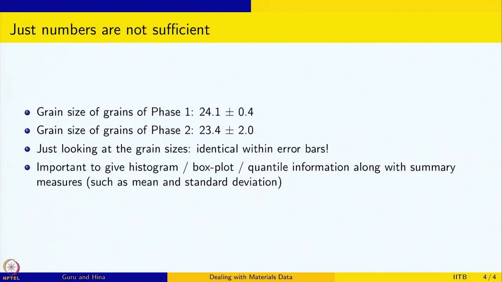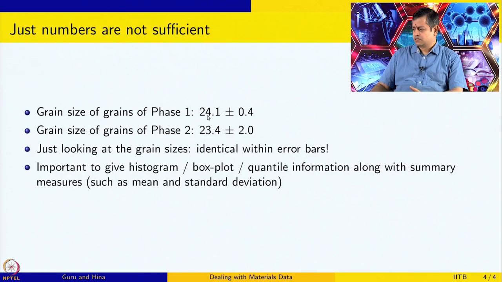One of the things that you have to carry from this session is that if you just looked at the grain size like we reported conductivity, just by reporting the mean and standard deviation, you will see that the grain size of grains of phase 1 is 24.1 plus or minus 0.4, and grain size of grains of phase 2 is 23.4 plus or minus 2. Sometimes students make a mistake of thinking that these two grain sizes are different, and grain size of grains of phase 2 is smaller than phase 1. That is not true because you also have to take into account the fact that there is an uncertainty.